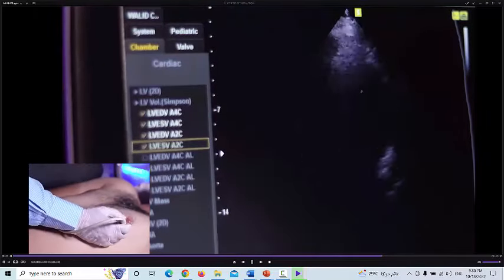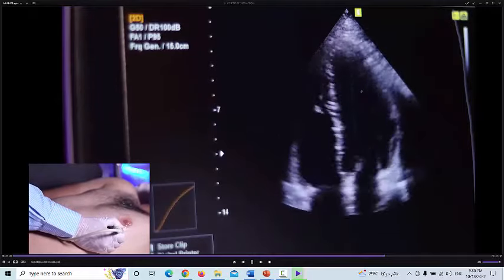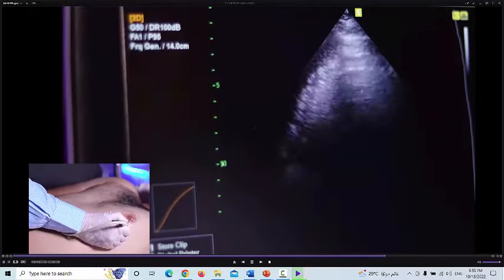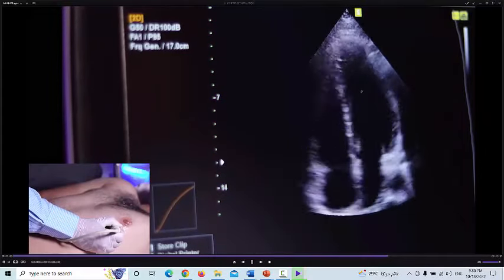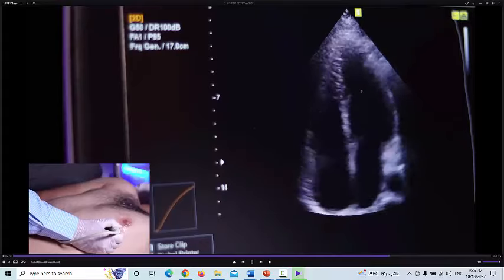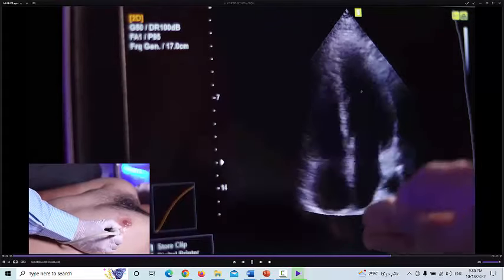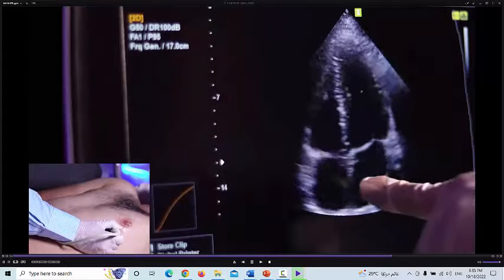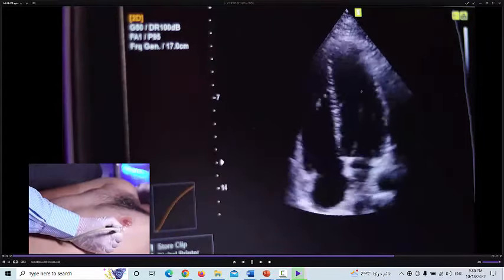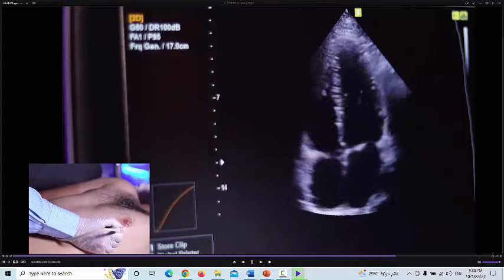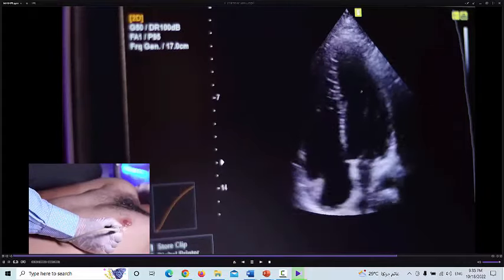Okay, so we did now the assessment of systolic function by several ways. The last way will be the tissue Doppler. I will measure the upward movement of the annulus of the mitral valve, medial and lateral, by what's called the tissue Doppler, which will measure the movement of the tissue, the velocity of the tissue.